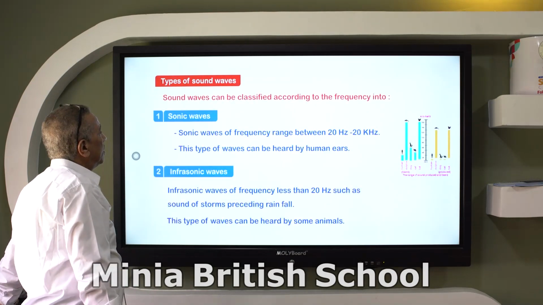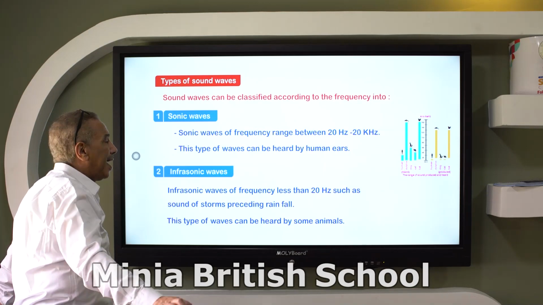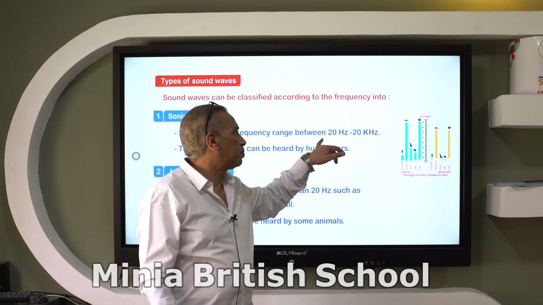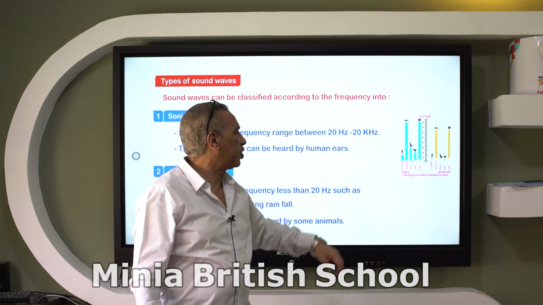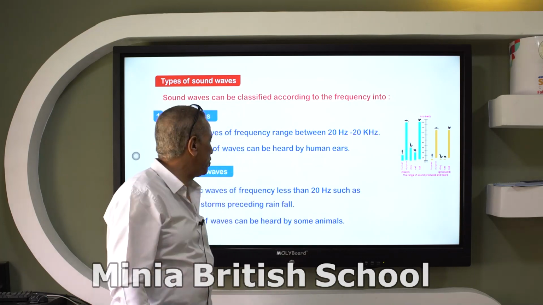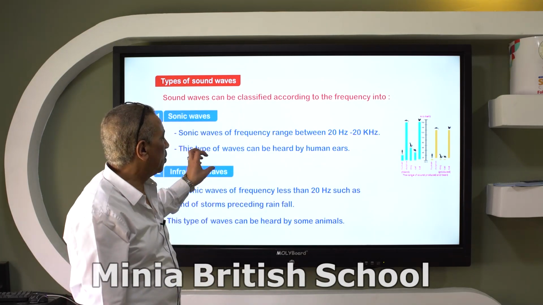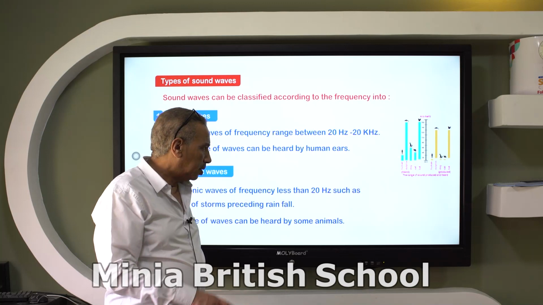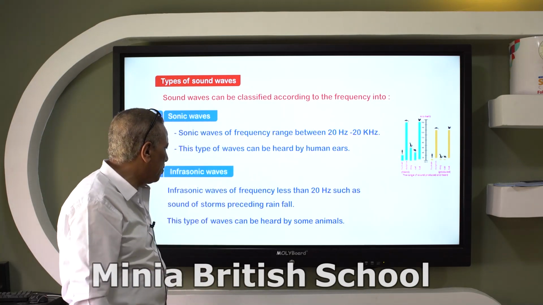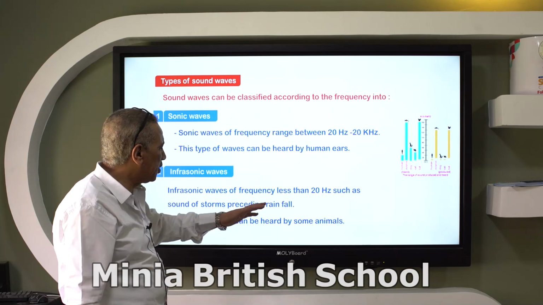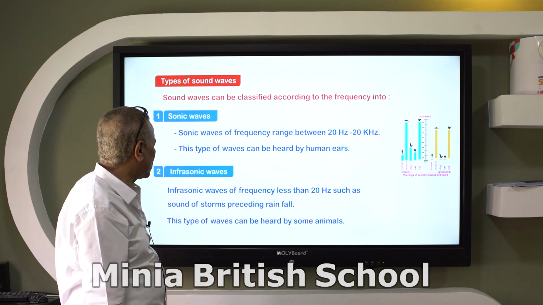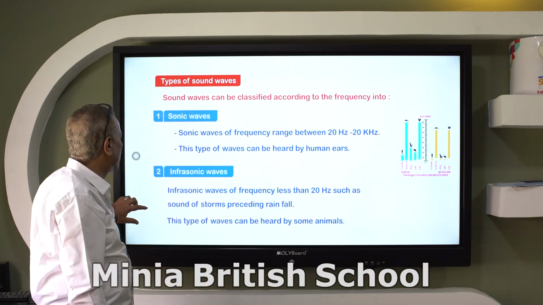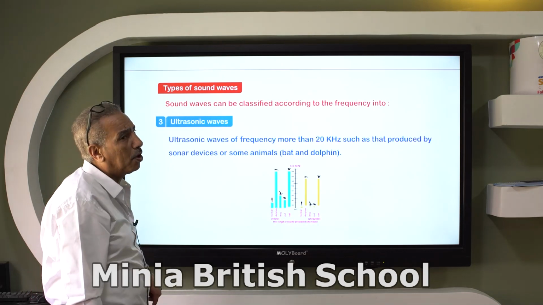We have different types of sound waves: sonic, infrasonic, ultrasonic. Sonic is when the frequency is between 20 hertz and 20 kilohertz, and this can be heard by the human ear. The second one, infrasonic, is if the frequency of the vibrating body is less than 20 hertz and can't be heard by the human ear, but can be heard by some animals, such as the sound of a storm preceding rainfall. Sound of storms preceding the rainfall is an example of the infrasonic.